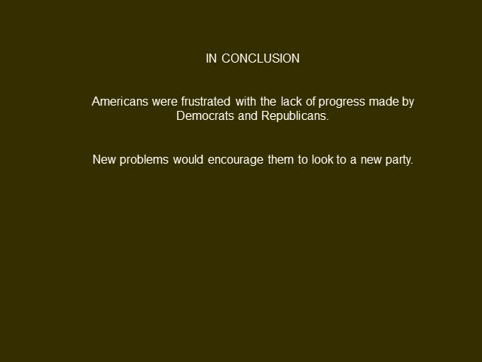And that's where our lesson is going to turn next, as a new party comes along and changes politics in America and changes the way we look at the party system, or at least temporarily.